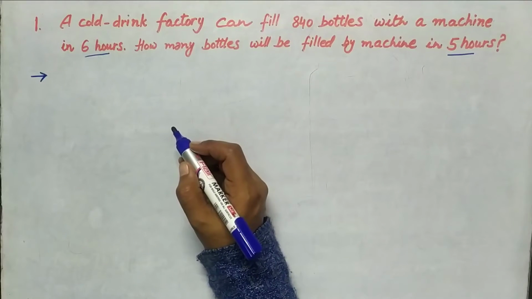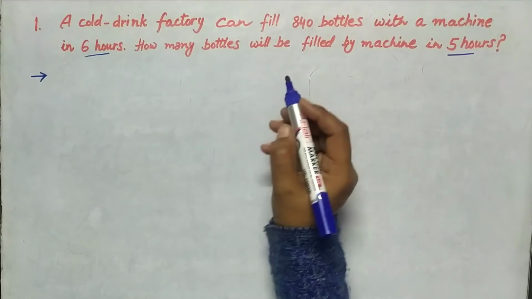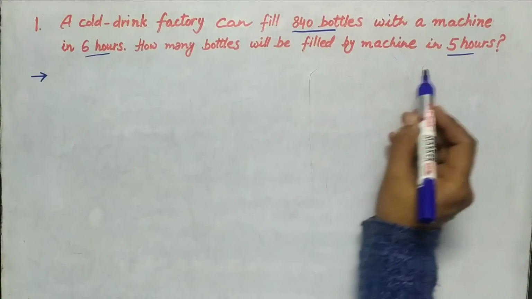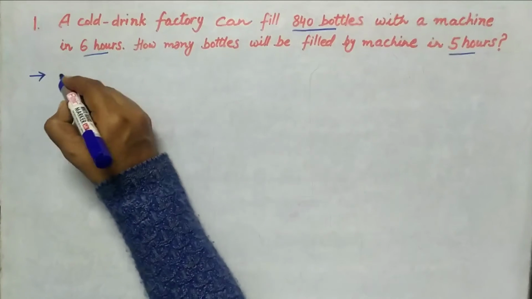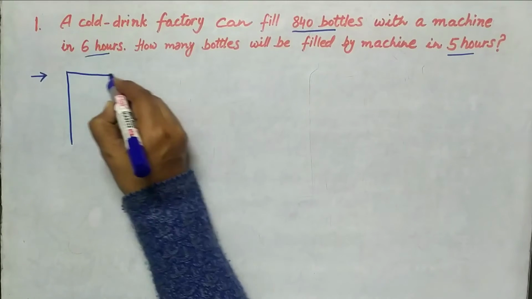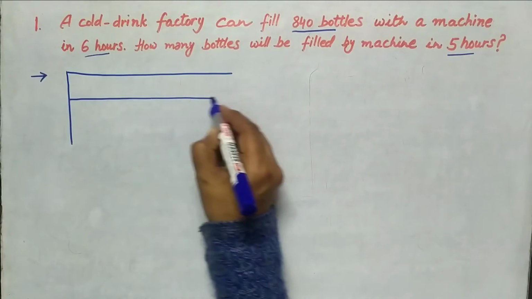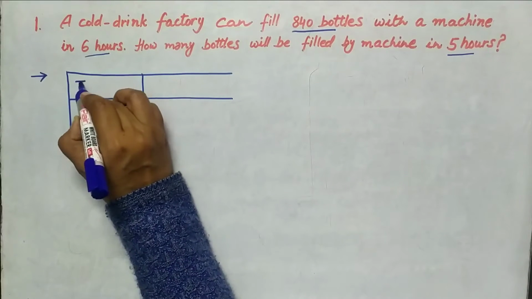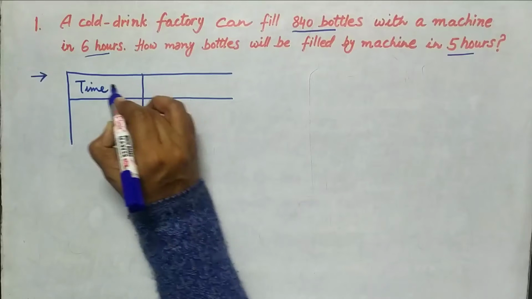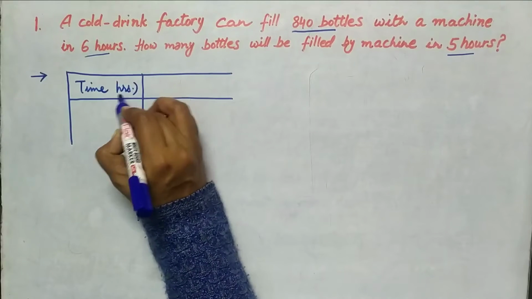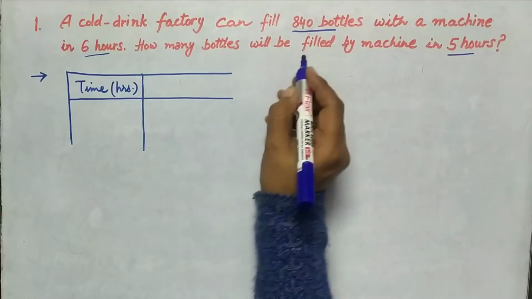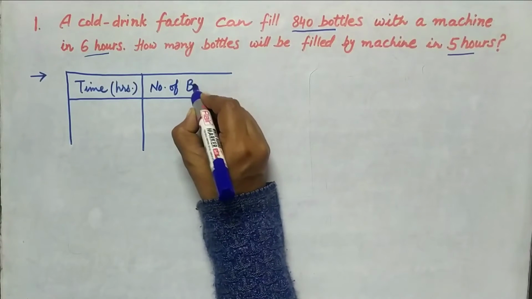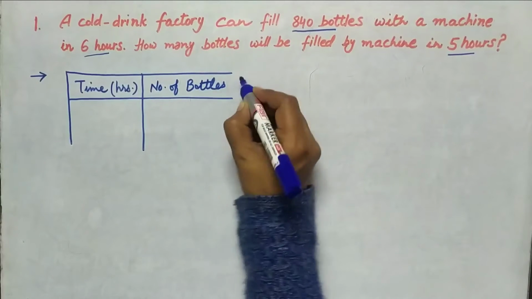First, we will make the table for given values. Here are the 3 values given to us, 1, 2 and 3. The table will be like this. In the first box, we will write the time, and the time given is in hours. In the second box, the number of bottles. It is the second column.